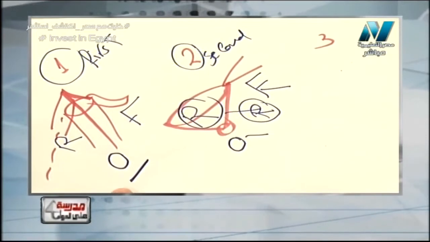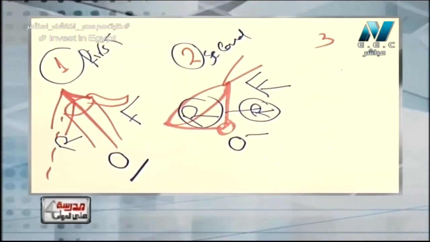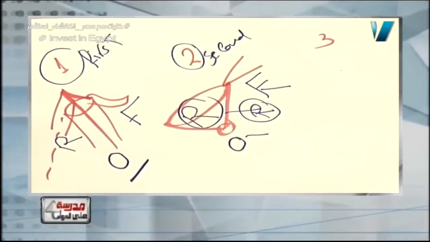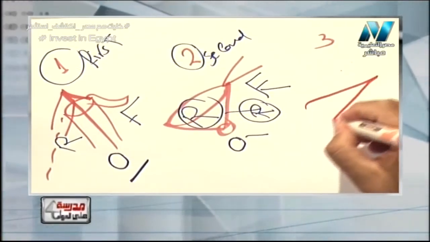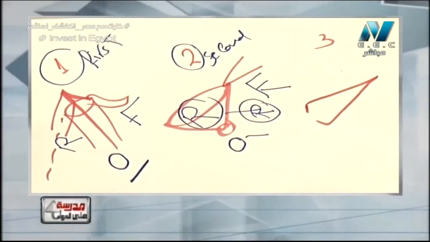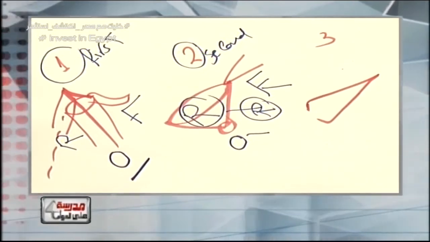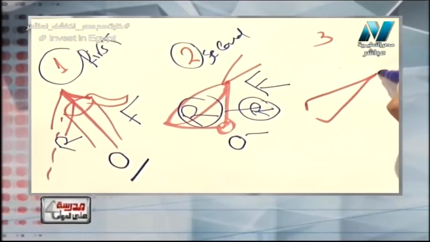Now, O in the middle, it will be a first class lever. So what about the third class lever, like tweezers? Tweezers, we sometimes use them in surgical operations. Here, where is the fulcrum? The fulcrum will be here. The fulcrum, the axis of movement, is here.